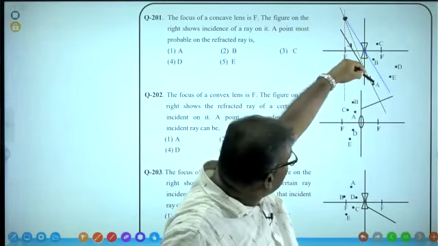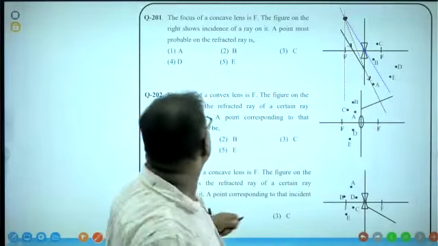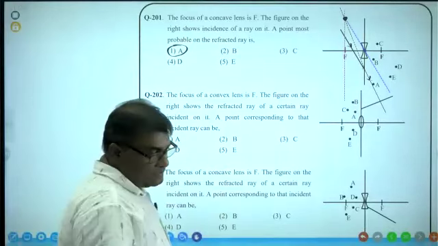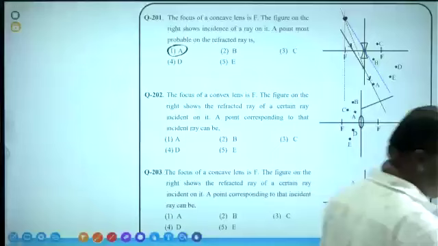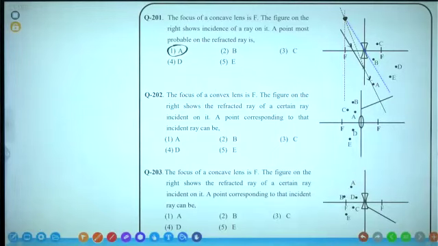Then this light ray almost meets the point A, then the answer should be the first one, right? Okay, complete the final answer. Answer is A.